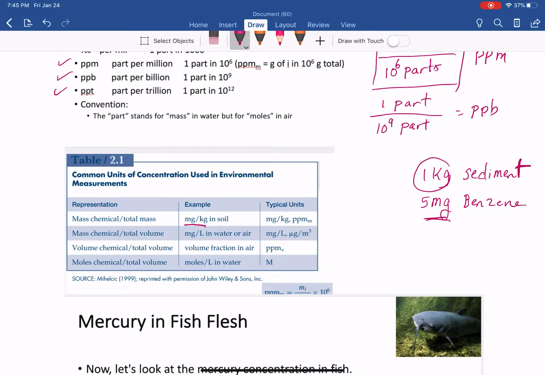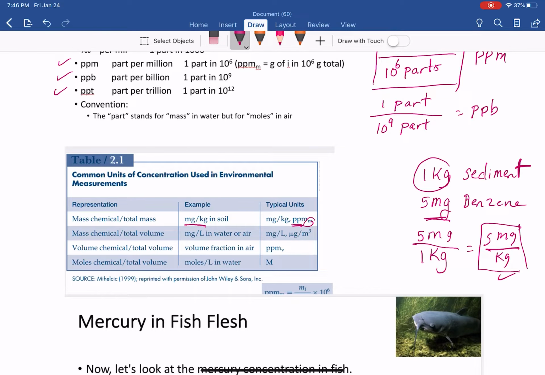So how could you represent this concentration? You just divide 5 milligram over 1 kilogram, and this is 5 milligram of benzene over kilogram of sediment. This is one way of representing the units in environmental engineering. Of course, there is another unit, ppm by mass, which is also one way of representing the concentration of that organic or that chemical in sediment or in soil.